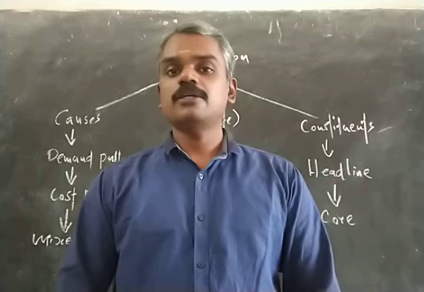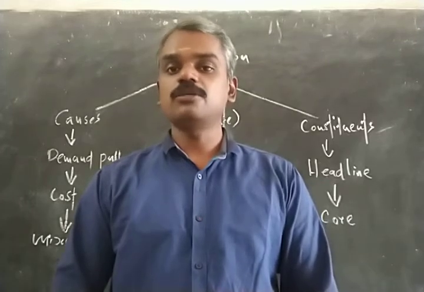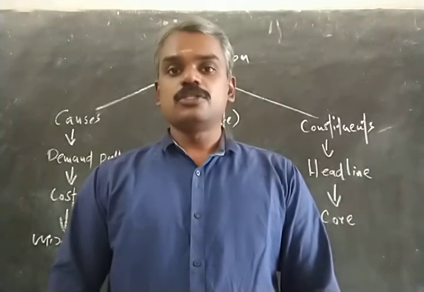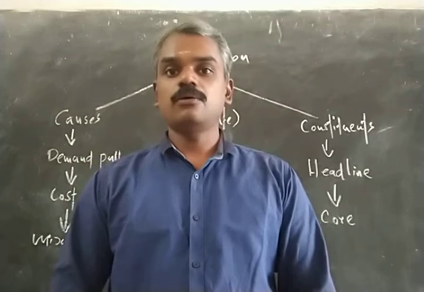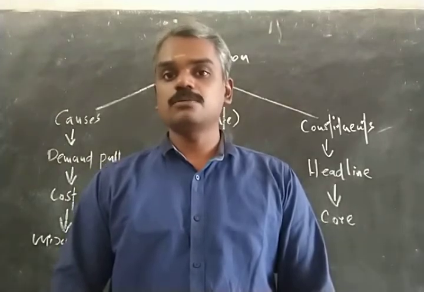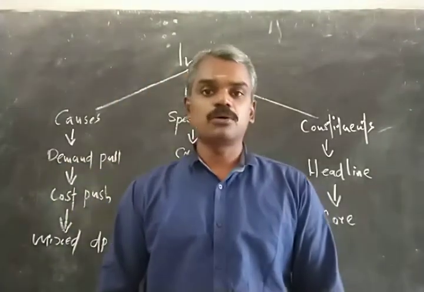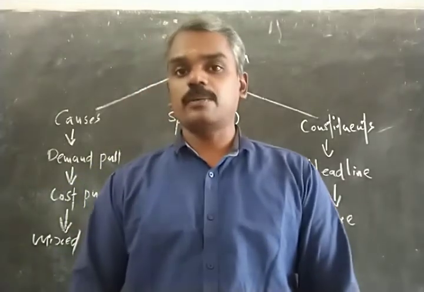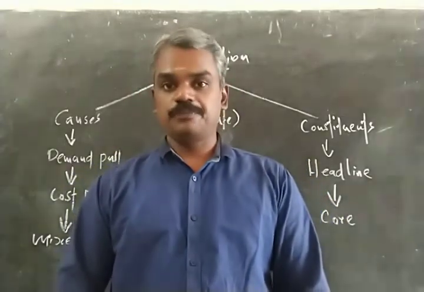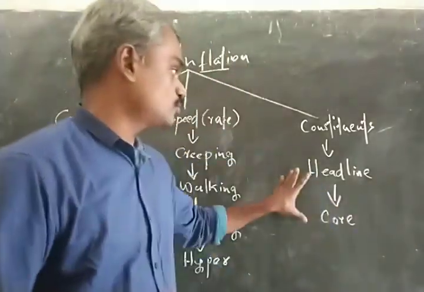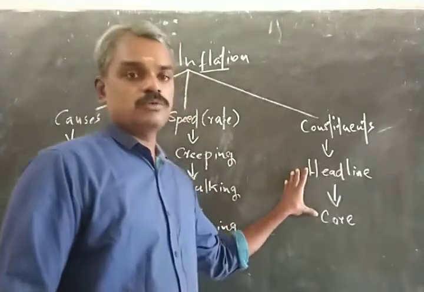So in core inflation, we exclude such commodities, especially the food articles and energy items, so that we have a very sluggish or smooth inflation, which is called core inflation. It is used for policy making because it truly reflects the situation of the economy as against headline inflation. Okay, so these are the two types of inflation based on the constituents of the price index.